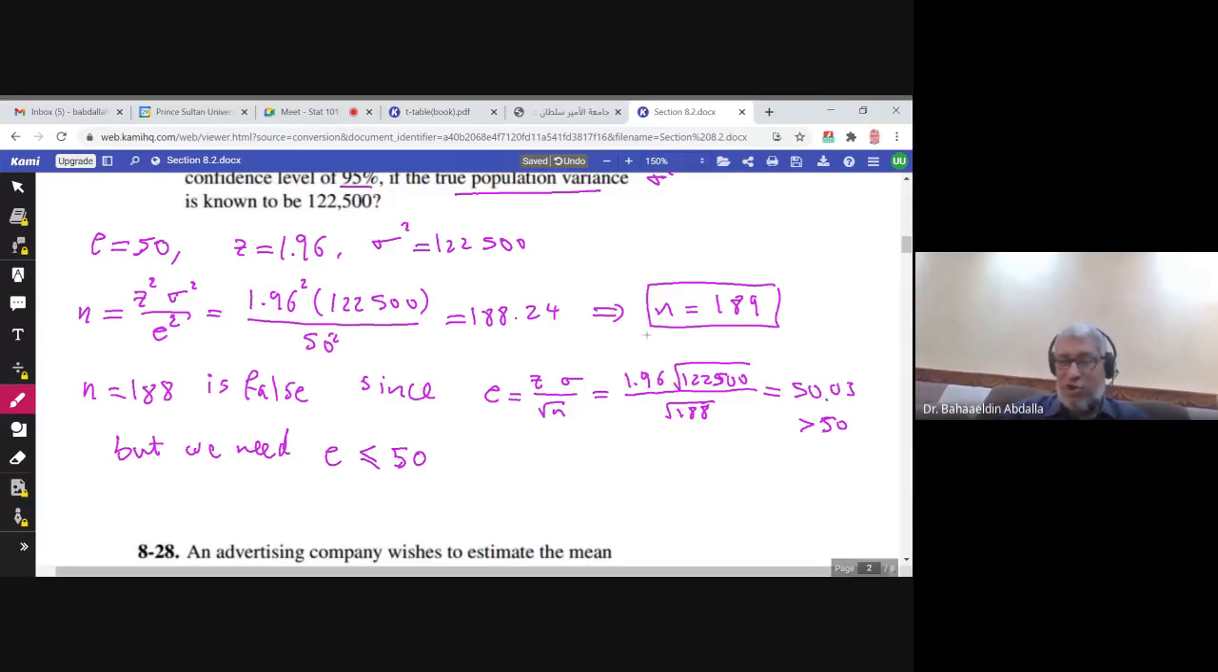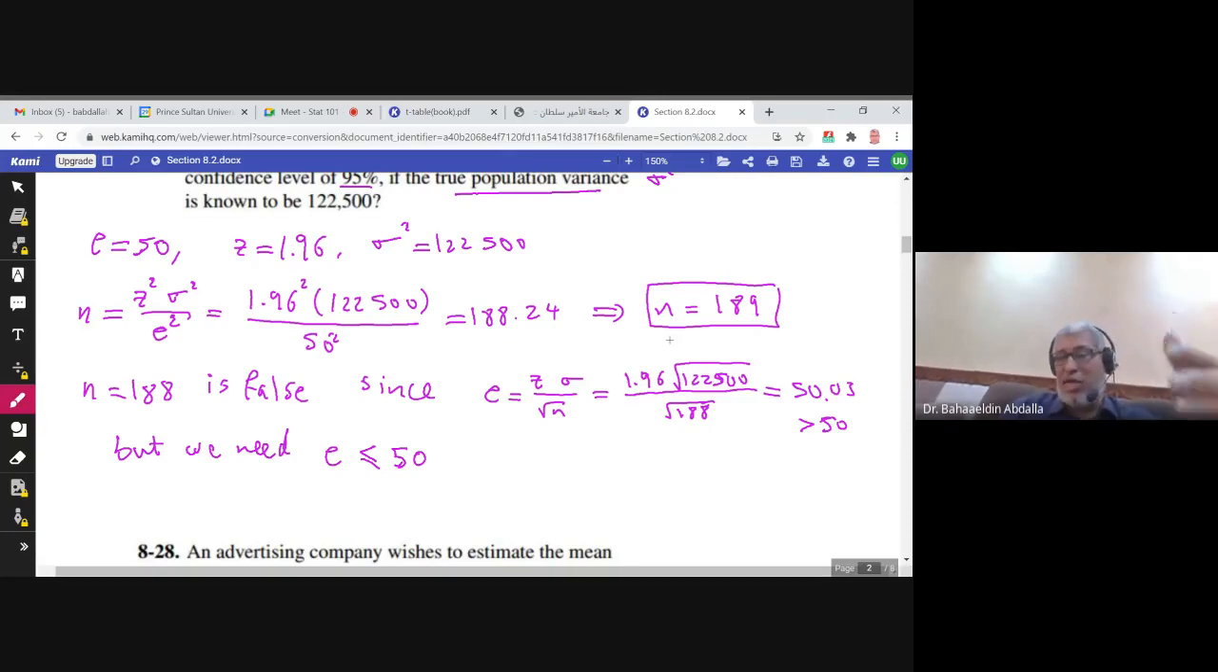So you have to choose the minimum sample size required, which is 189. And you cannot say 188.24 because this is a sample size. You need 188 families or 189 families. You cannot choose 188.24, for example. So the correct answer here is 189. This is the minimum sample size.